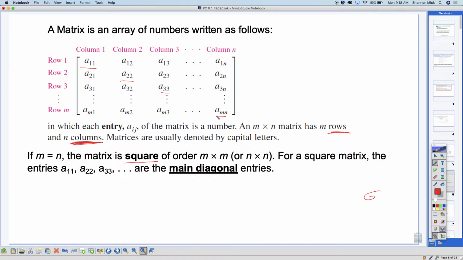The biggest thing you need to know here is how my dimensions are. It's rows by columns. That's the biggest thing you need to know on that whole slide. We call those shape, order, or dimension, or size. Size, order, or dimension means the same thing.